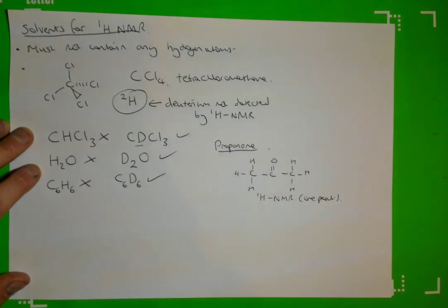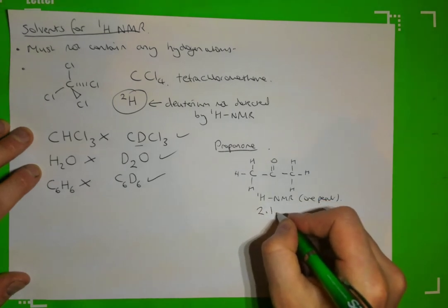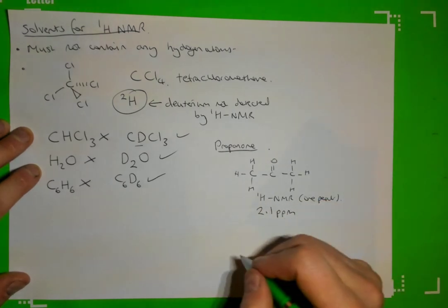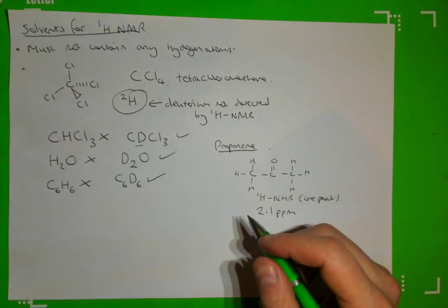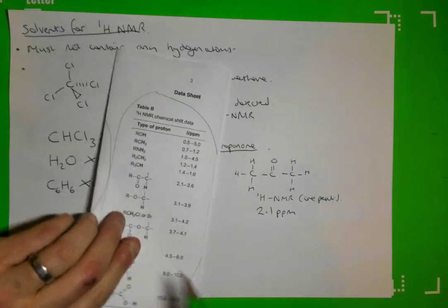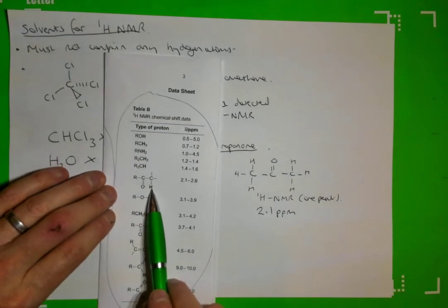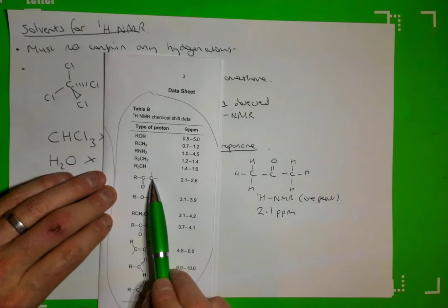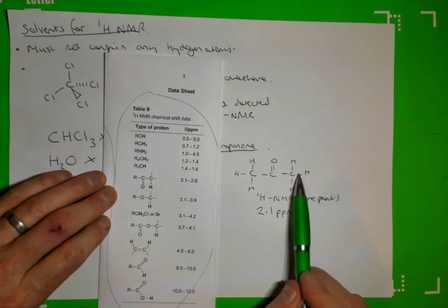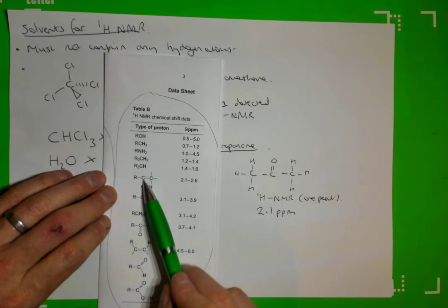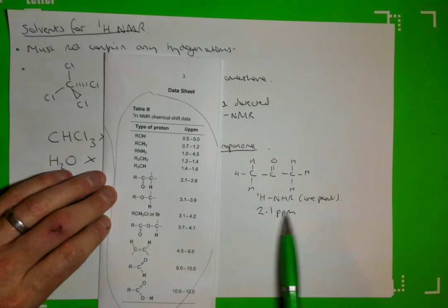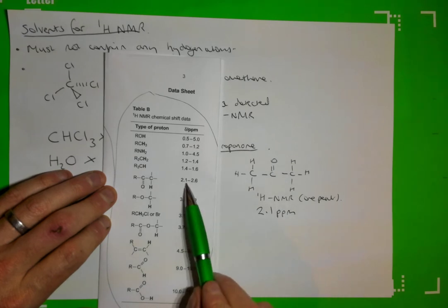That's because all of the hydrogens are in one environment. They're identical hydrogens. And the chemical shift value would be something like 2.1 parts per million. So 2.1 parts per million would tell us that the hydrogen is on a carbon adjacent to a carbonyl. So here we've got hydrogens on a carbon adjacent to a carbonyl carbon here. So 2.1 parts per million, up to 2.6 parts per million.